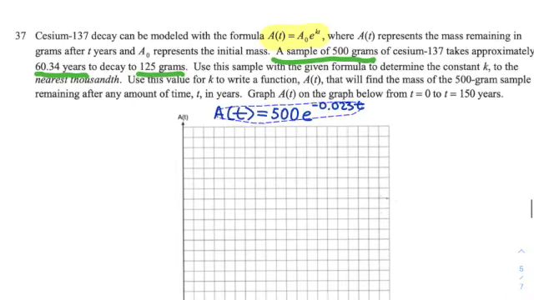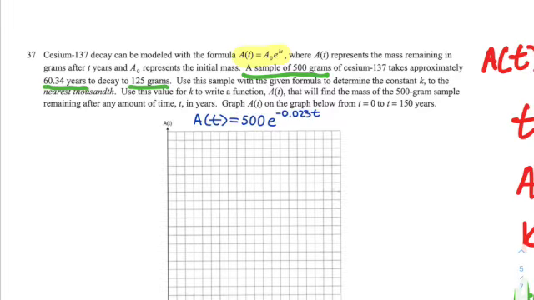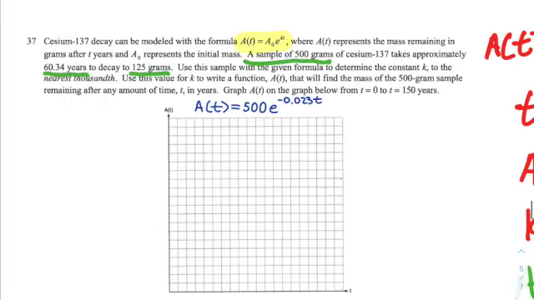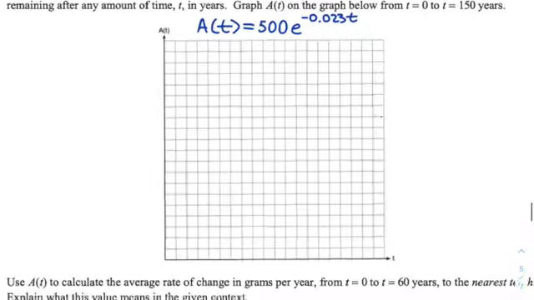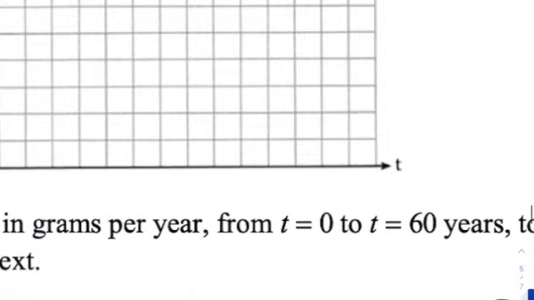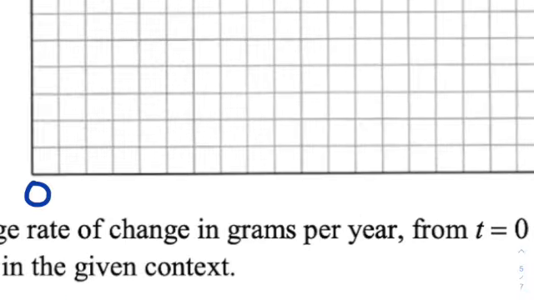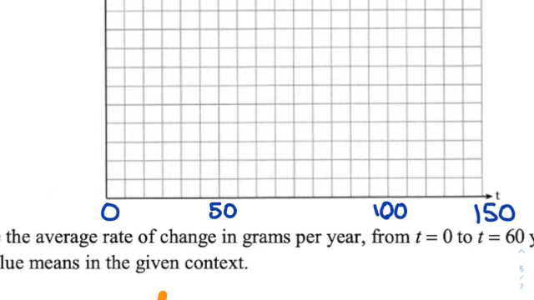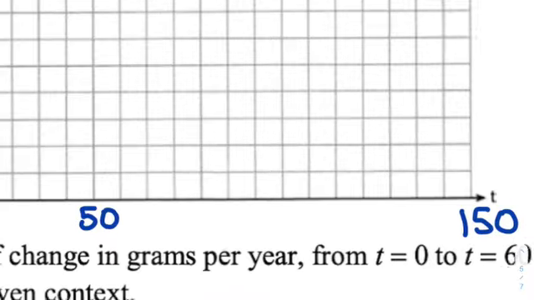Okay, now our next step is we want to graph A of t onto this graph here below from t equals 0 to t equals 150 years. Okay, so first, before we do that, we need to label our axes. So we know that our x-axis is t, which is years. So let's start with having a 0 here, 150 years here, and we're going to have a 50. Let's put that here, and a 100 years, put that there. A bit over more.